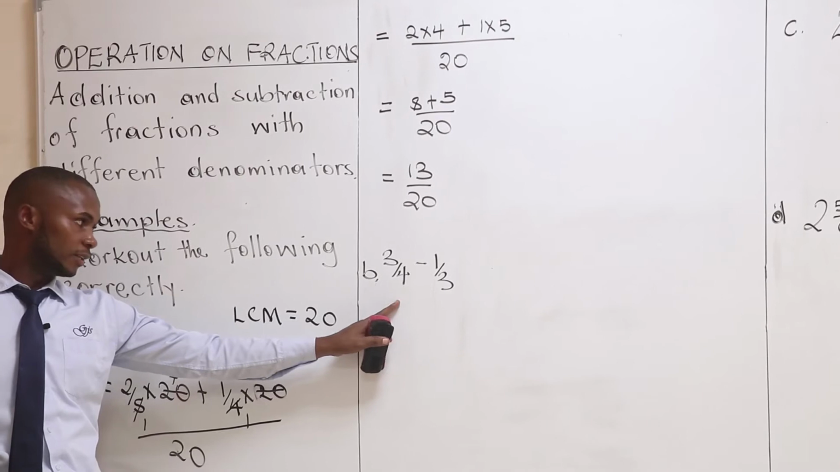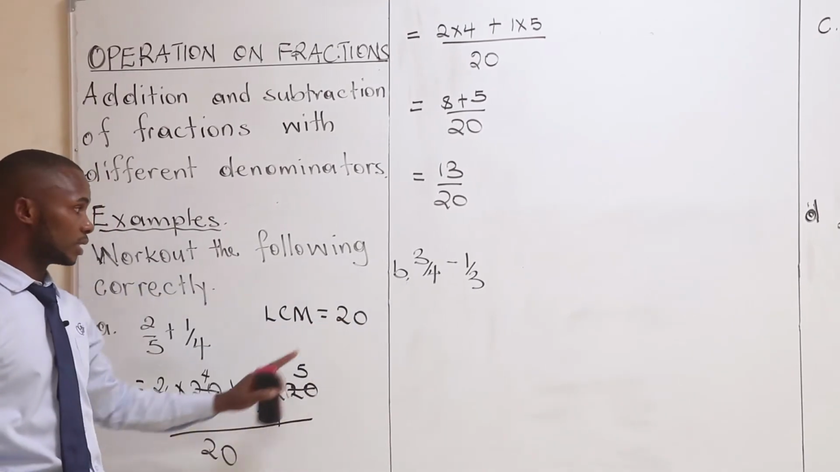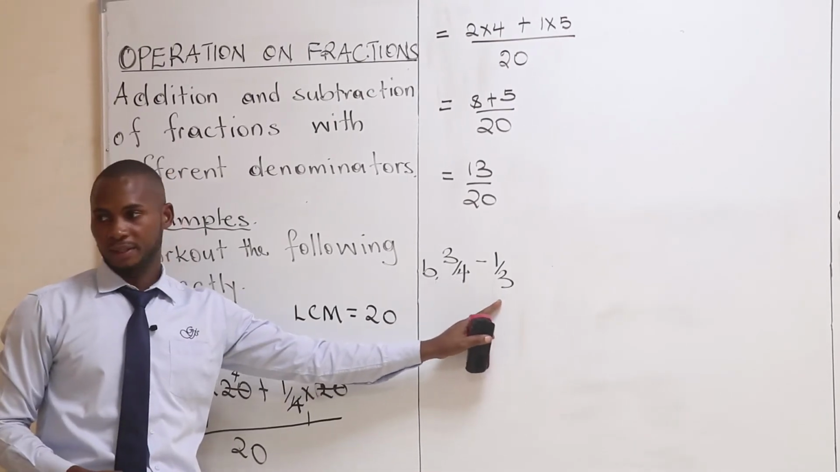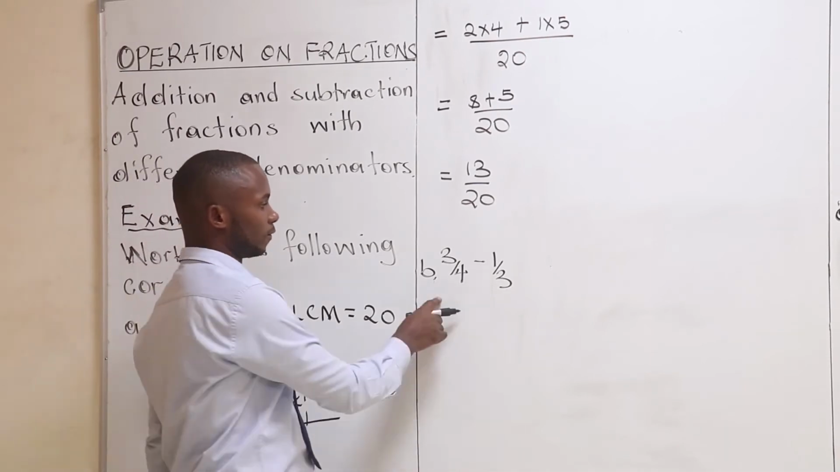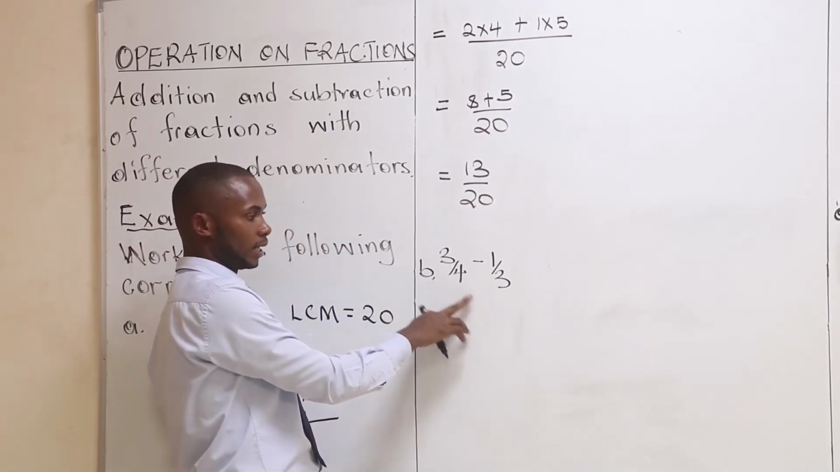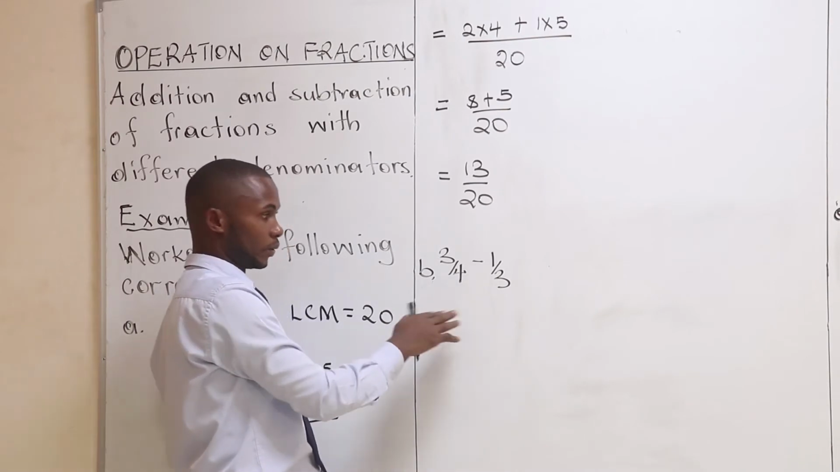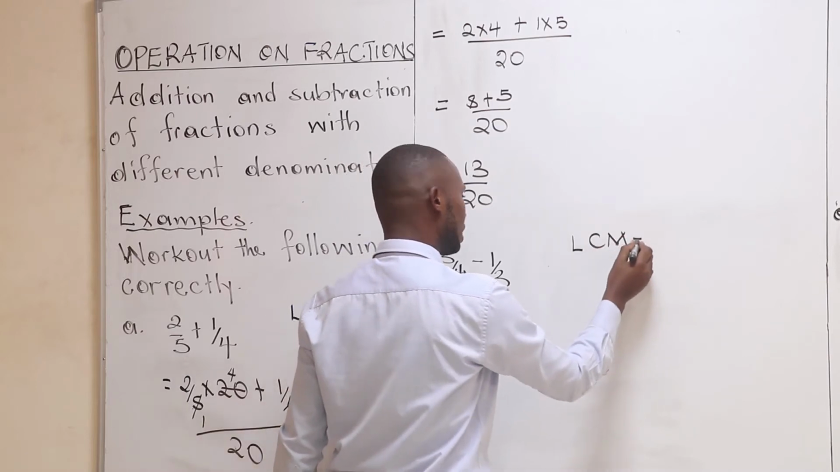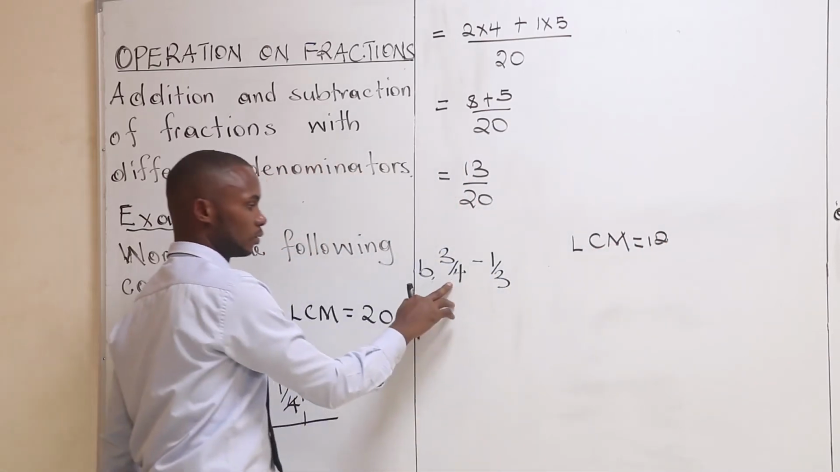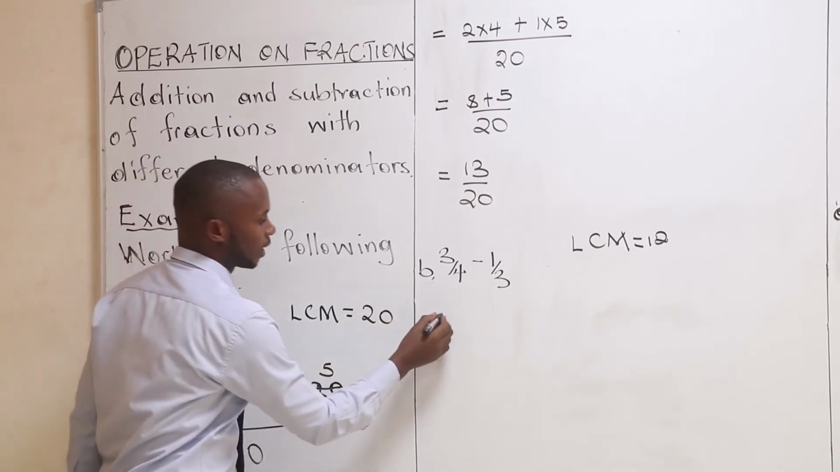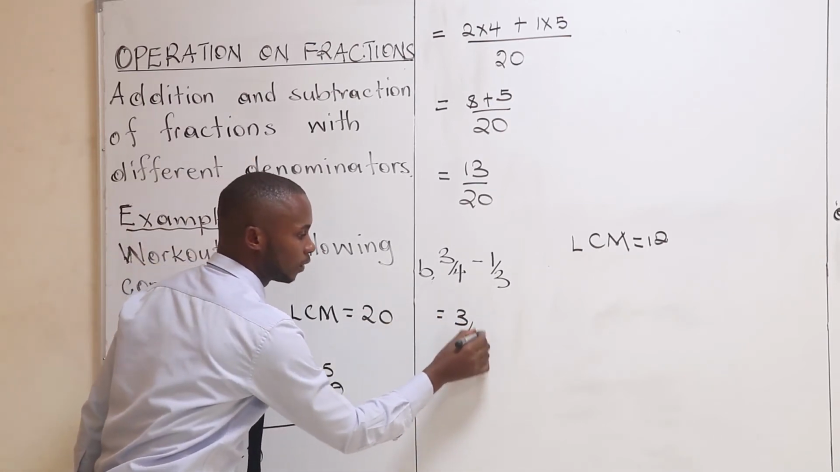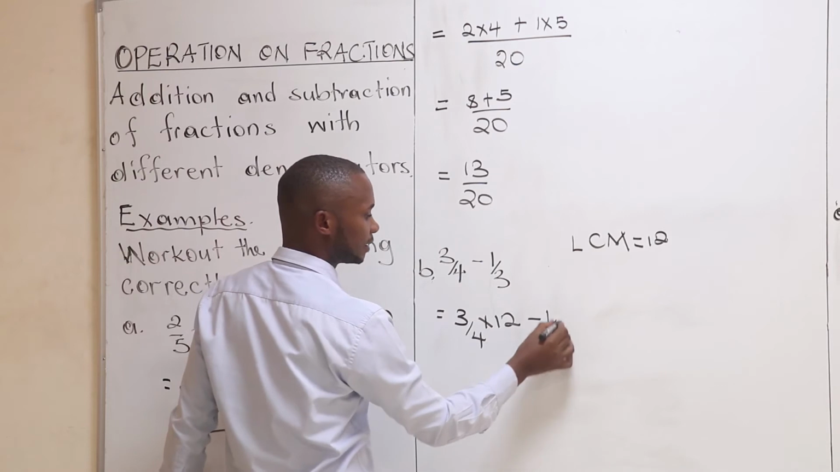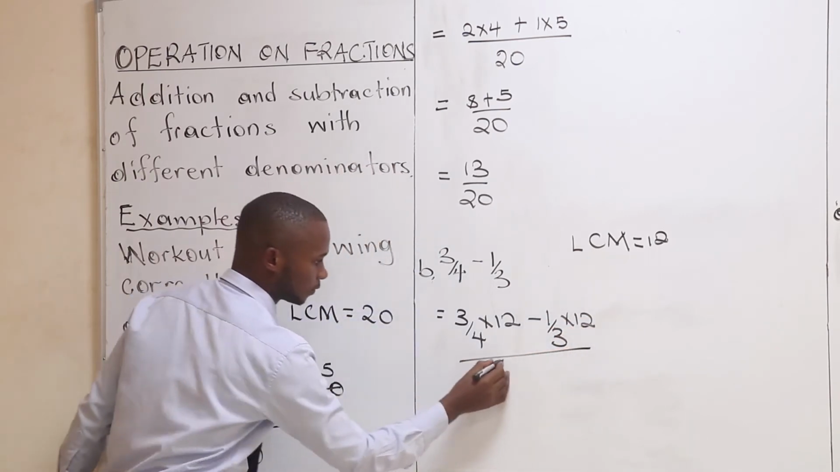Let us see if it is subtraction. Still we do the same thing. It is all about getting the lowest common multiple of 4 and 3. You can list multiples of 4 and then the multiples of 3. You look for the multiple which is common, but the one that is lowest. And the lowest common multiple is 12. So after getting 12, we say 3 out of 4 multiplied by 12, then minus a third times 12, out of 12.